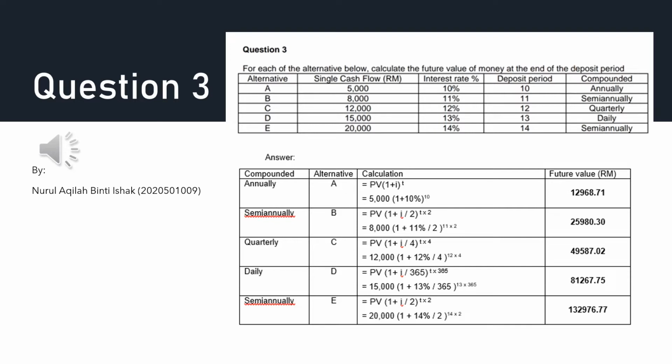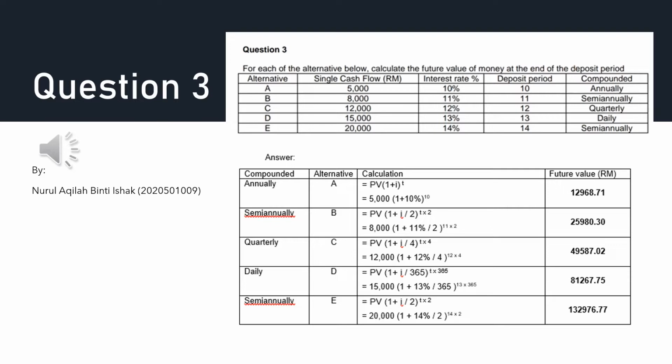Next, the answer for alternative D, that is compounded daily, with the formula of calculation stated, we will get the future value of 81,267 ringgit and 75 cent.